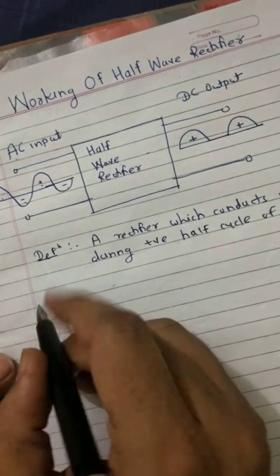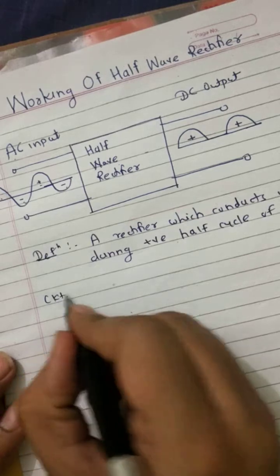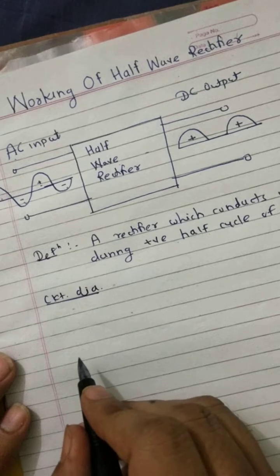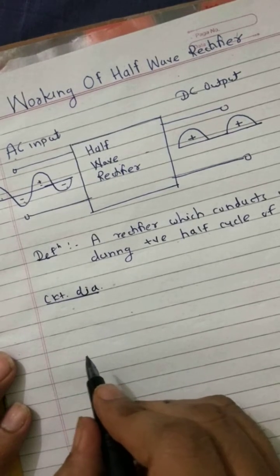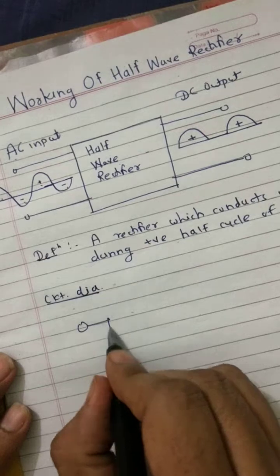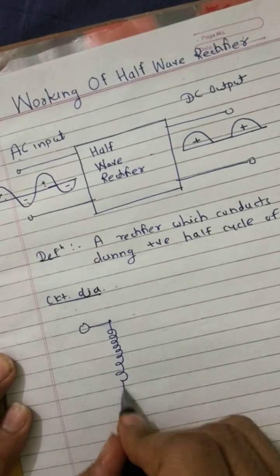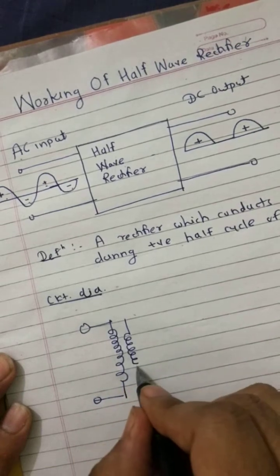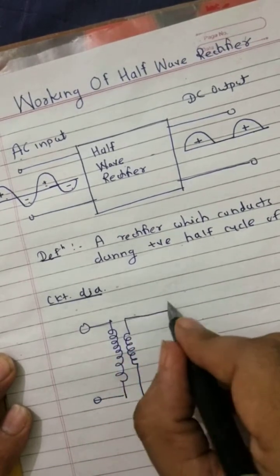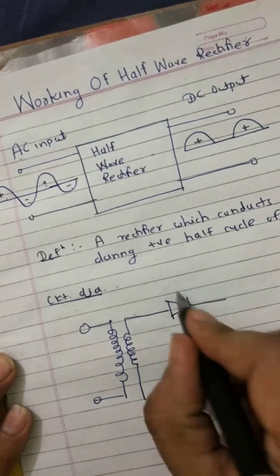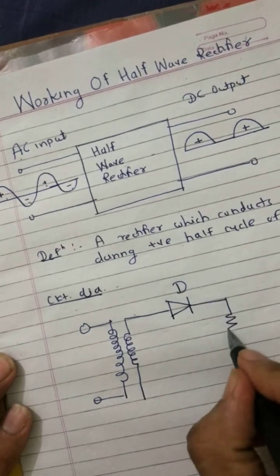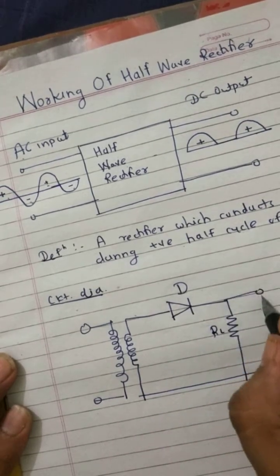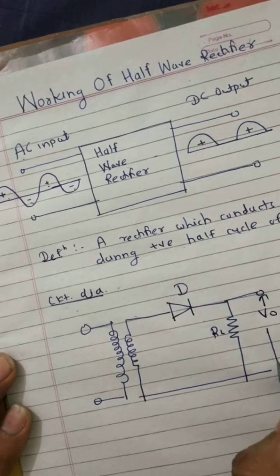So we are going to see now the circuit diagram for the half wave rectifier. It consists of a step down transformer, one diode and load resistance RL. So the circuit diagram is like this. I am drawing now the symbol of the step down transformer. So it is the step down transformer. Here it is diode D, load resistance RL, and here it is the output voltage VO.